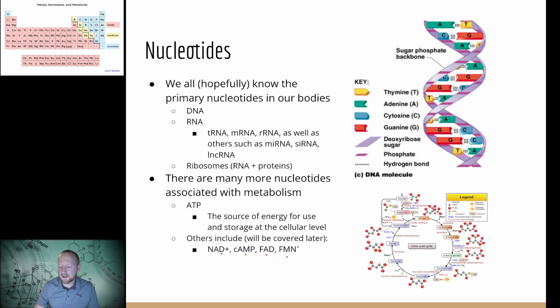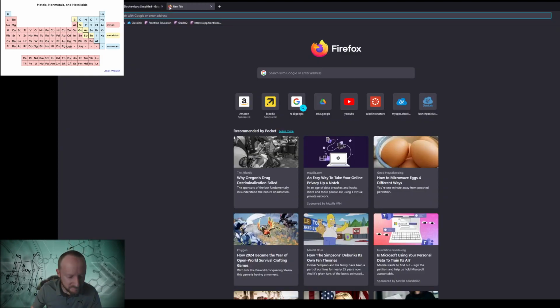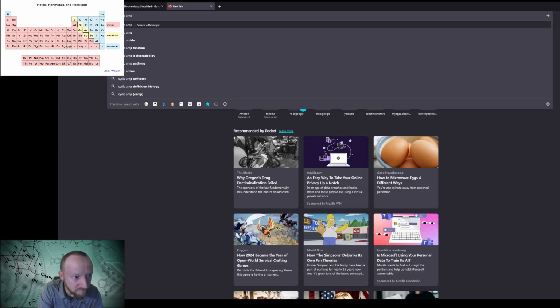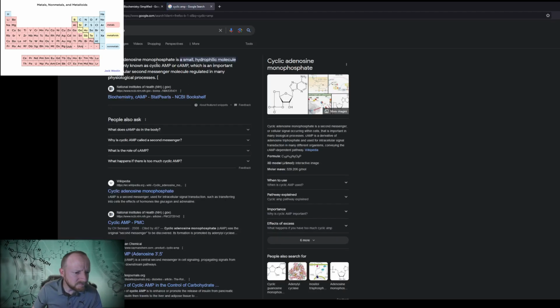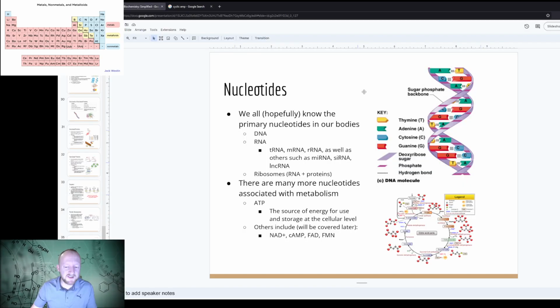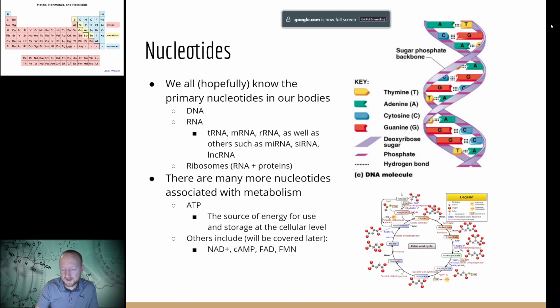FAD, FMN, and a lot of these are part of that citric acid cycle or cellular respiration. Now it's bothering me. I gotta know what cAMP stands for. Cyclic adenosine monophosphate. There we go. So just with the name, you can tell it has to do with that energy production, that metabolism within our bodies.